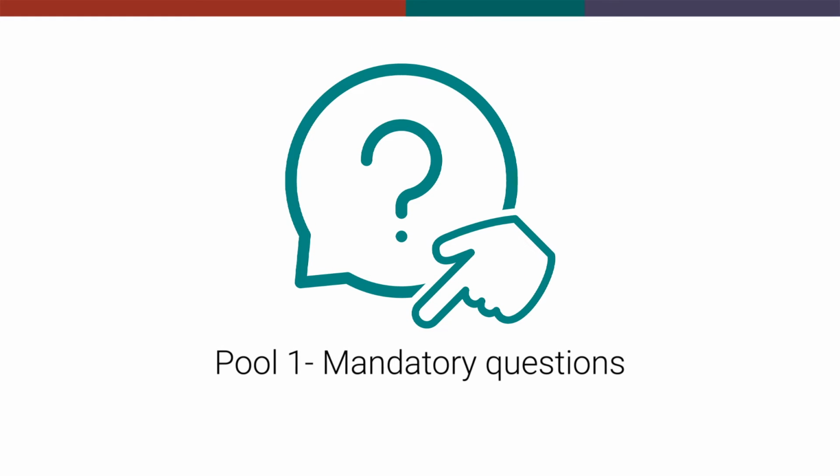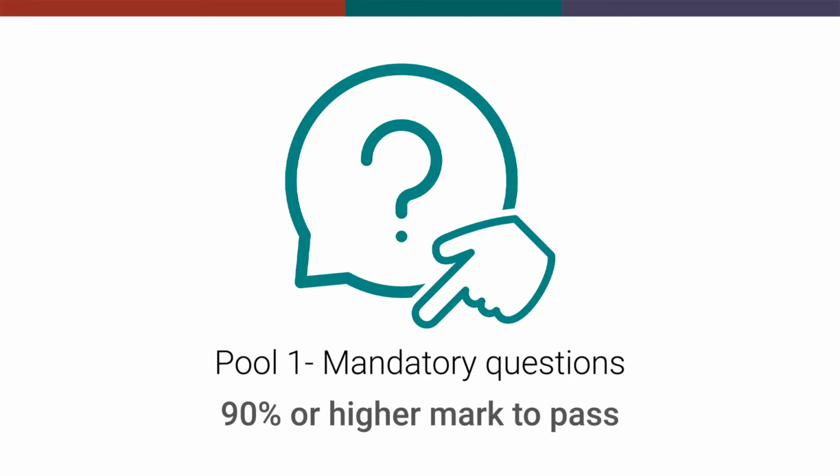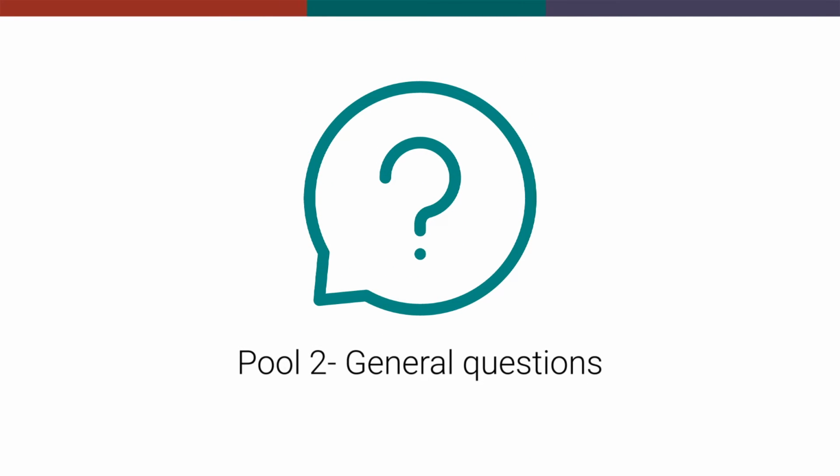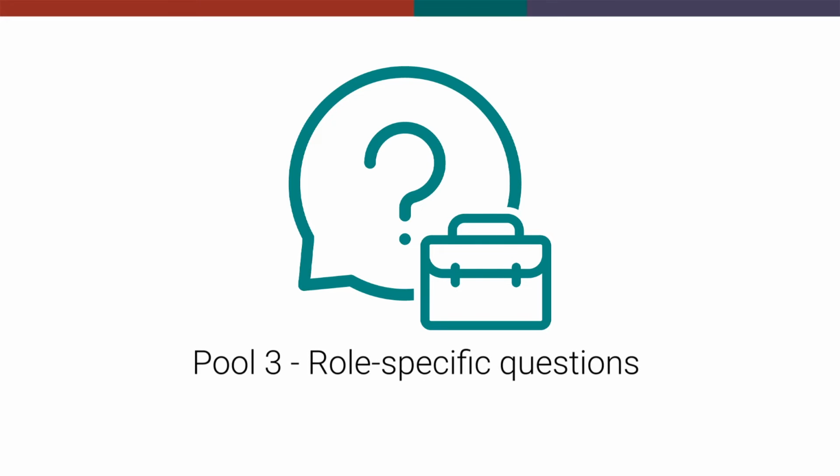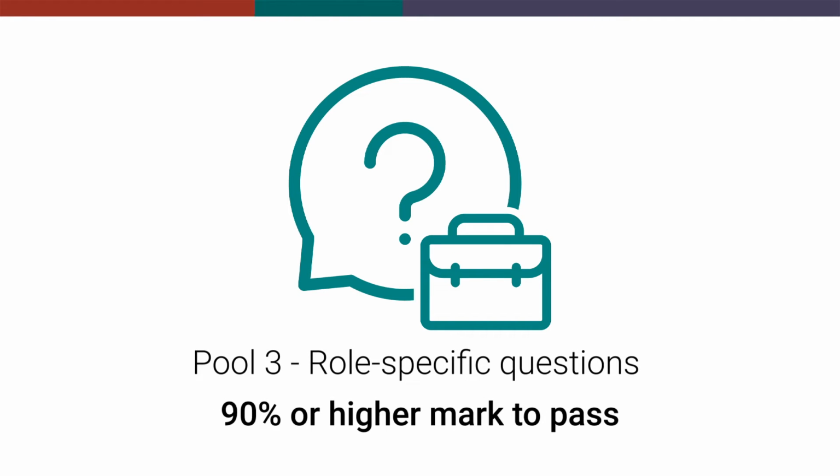Pool 1 consists of mandatory questions and requires a 90% or higher mark to pass. Pool 2 contains general questions and requires an 80% or higher mark to pass. And Pool 3 contains role-specific questions and requires a 90% or higher mark to pass. Let's examine these categories in more detail.